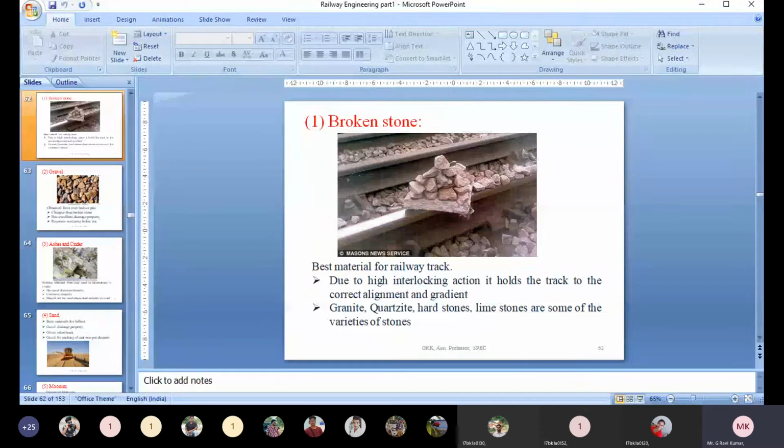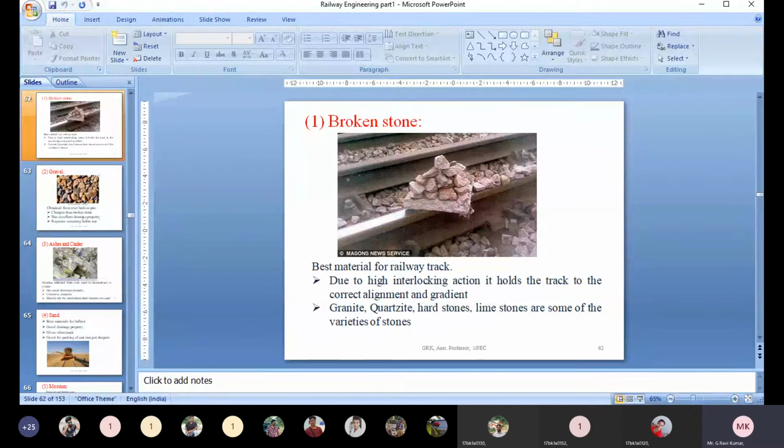Understand? Due to high interlocking action, it holds the track to the correct alignment and gradient. It means the shape of the broken stones may not be even. They may have only indefinite shape. They do not have any definite shape, like cubical, circular or cylindrical shape. They are all in indefinite shape. In whatever shape they want, in that shape they will be.